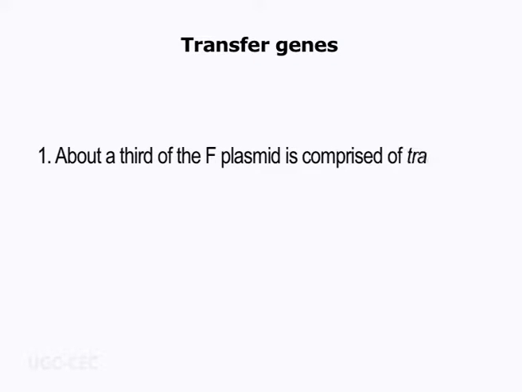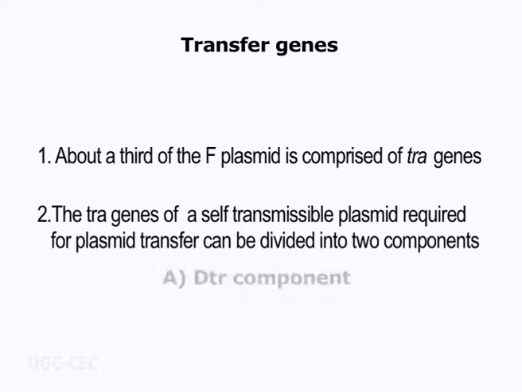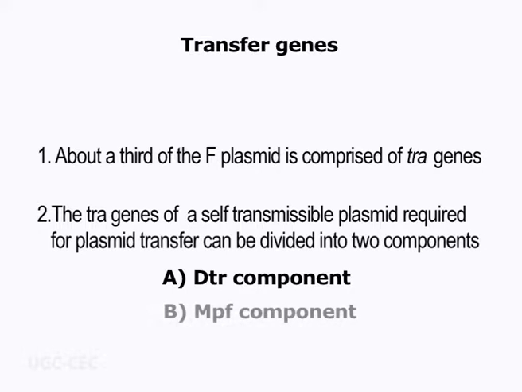Let's have a look at the transfer mechanism of the plasmid from donor cell to the recipient cell. The transfer is basically carried out by a class of genes called TRA genes. TRA stands for transfer. These TRA genes can again be divided into two different components. One is called the DTR component, where DTR stands for DNA transfer, and the genes which are responsible for the replication and conjugation of the plasmids. And the second one is called the Mpf component, or mating pair formation genes.